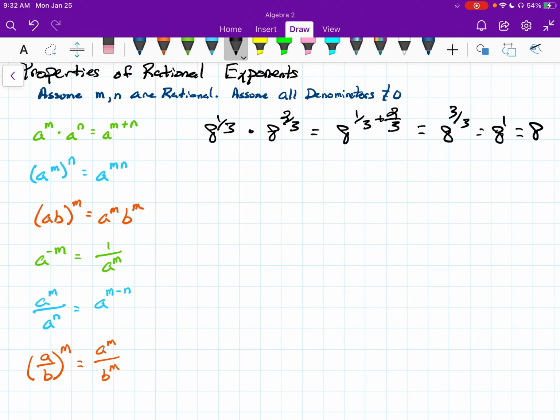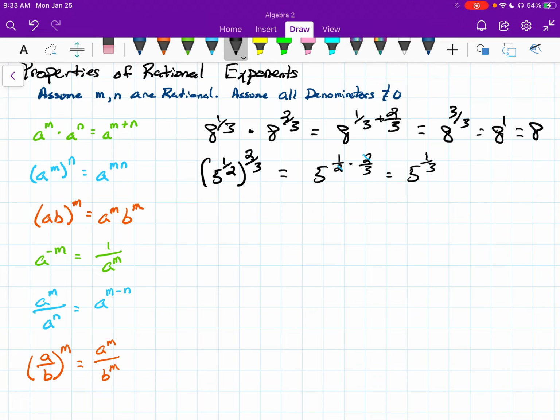Next up, say we have something like 5 to the 1/2 to the, I don't know, 2/3. Well, if we have an exponent, parenthesis, exponent, you multiply them. So this is going to be 5 to the 1/2 times 2/3. We could cancel out our 2's, and it's going to be 5 to the 1/3. And that's as far as we're going to go.